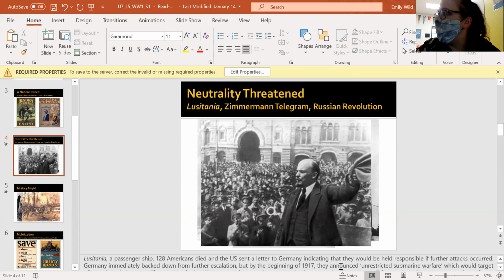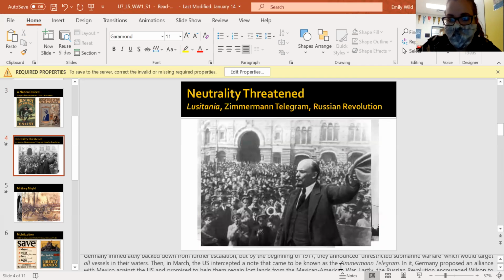Americans argued that Germany should be held responsible, that they should take accountability for the sinking of the Lusitania, and they do not do that.